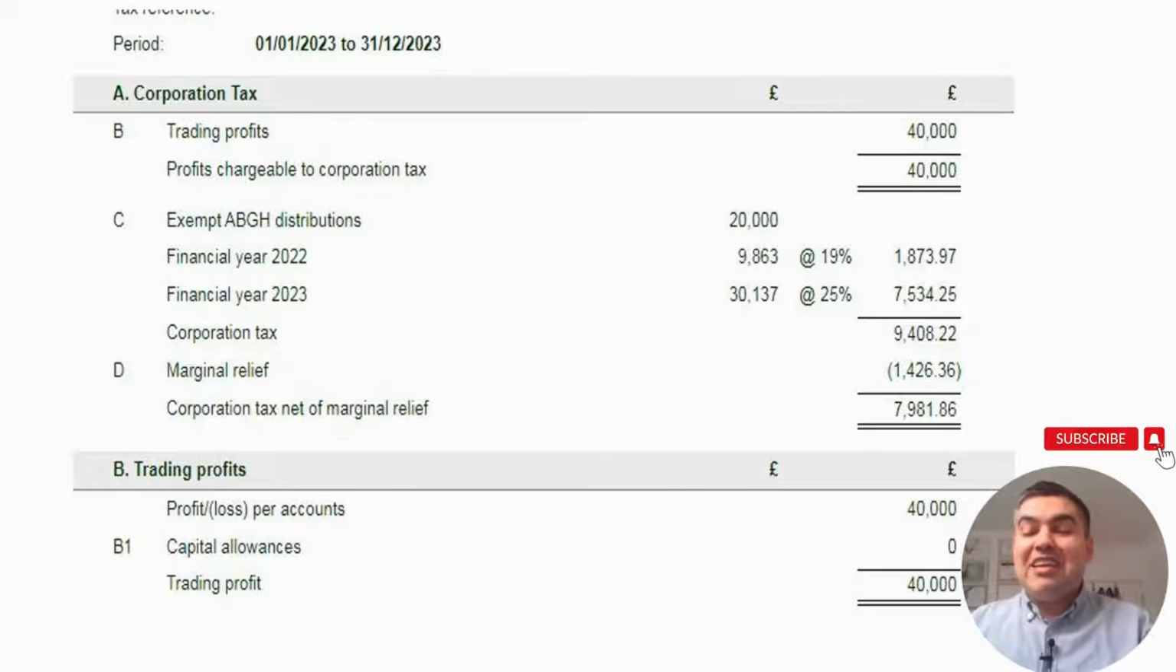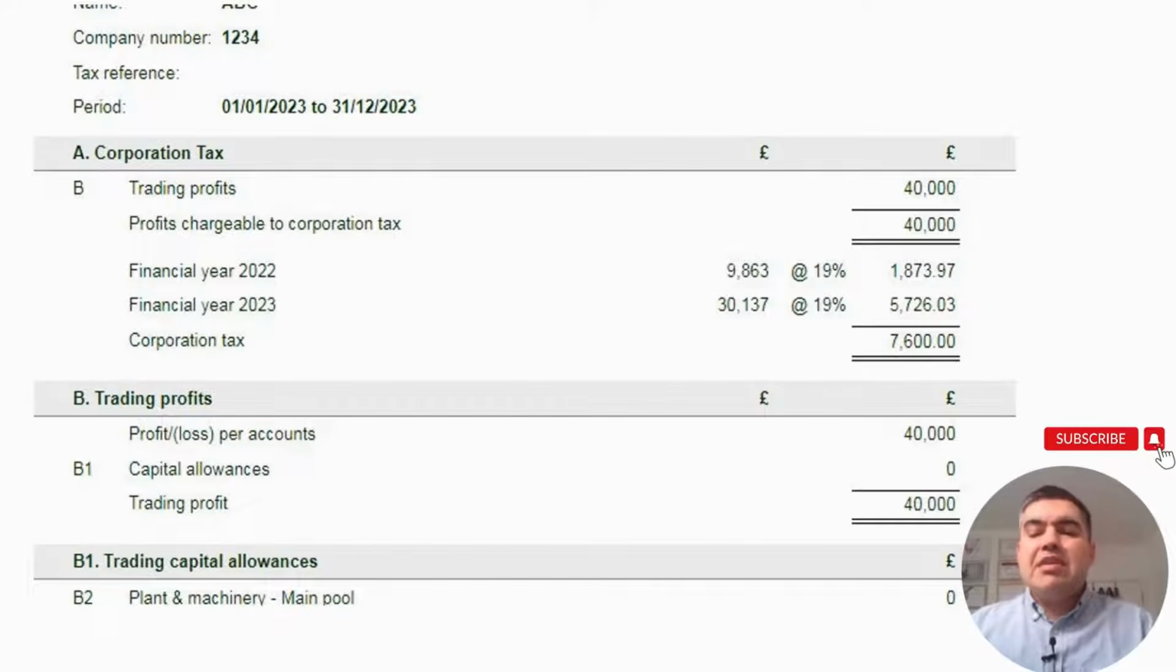So here is based on the real tax software. So then marginal relief has been calculated, and you get the corporation tax net of the marginal relief. That's how it works in practice. However, for theoretical basis, you need to follow the method which I showed you on the previous slides.